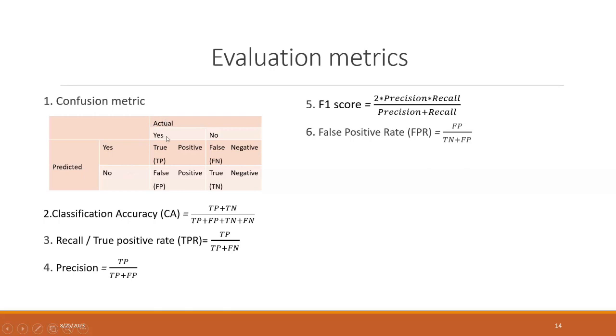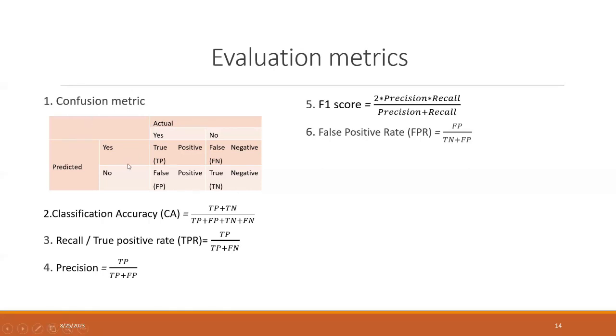Suppose the actual value is yes and the predicted value is yes, then it is true positive. True positive means the actual value of the sample is yes, and it is also correctly predicted. So true positive is the correct one. If the actual value is no and the predicted is also no, then it is true negative. So true positive TP and true negative TN are the correctly classified samples.